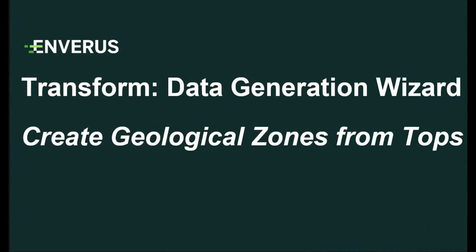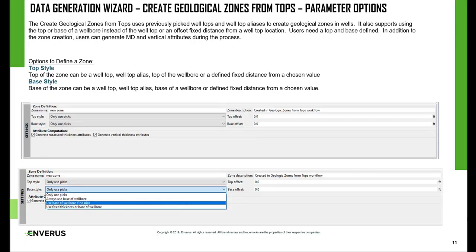Transform Data Generation Wizard: Create geological zones from tops. To create geological zones from tops, users previously picked well tops and well top aliases to create a geological zone in wells. It also supports using the top or base of a well bore instead of the well top, or an offset fixed distance from a well top location.